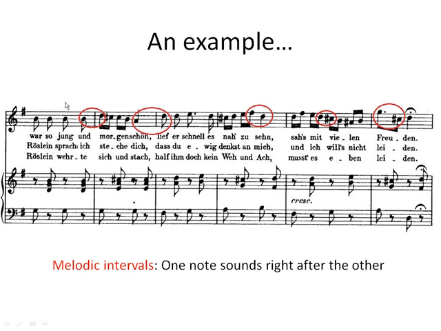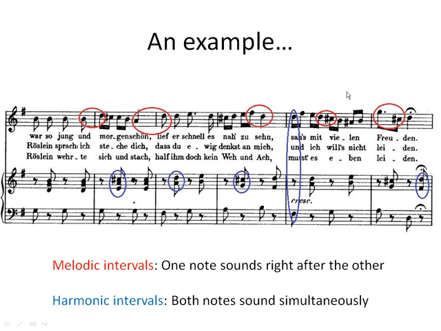B to D is a melodic interval, and it's an ascending minor third. A to D is an ascending perfect fourth. F sharp to D is a descending major third. D to C sharp is a descending minor second. And G to C sharp is a descending diminished fifth.